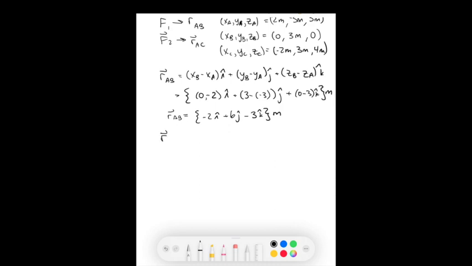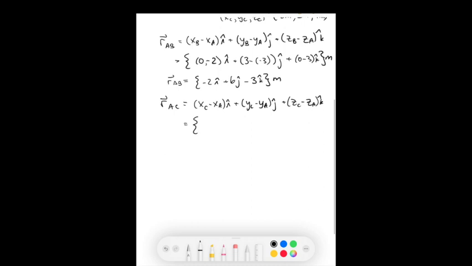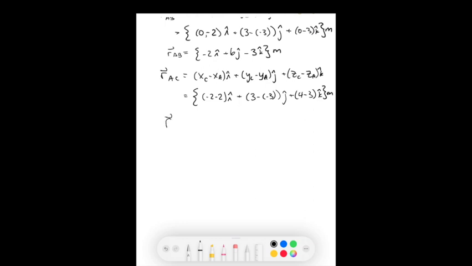And then we're going to do the same thing for going from A to C. Again, C minus A, C minus A, and C minus A. Plug in our values that we determined already. Remember, units are meters. Plug that in, we have AC.